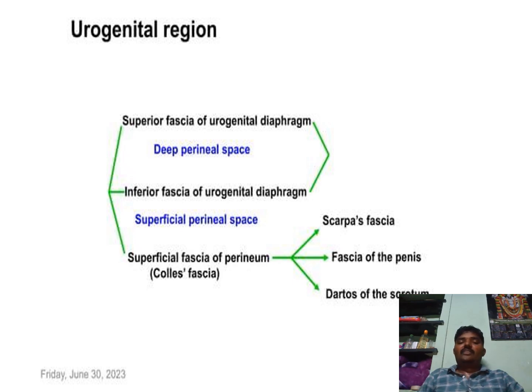Below the inferior fascia of the urogenital diaphragm lies the superficial perineal space, and below that the superficial fascia of the perineum. Between the superficial fascia and the inferior fascia of the diaphragm is the deep perineal space. The superficial fascia of the perineum lies above the superficial perineal space and includes Scarpa's fascia, the fascia of the penis, and the dartos of the scrotum.